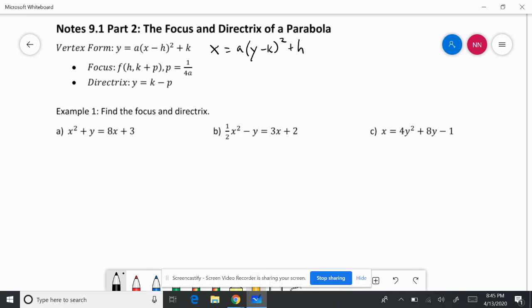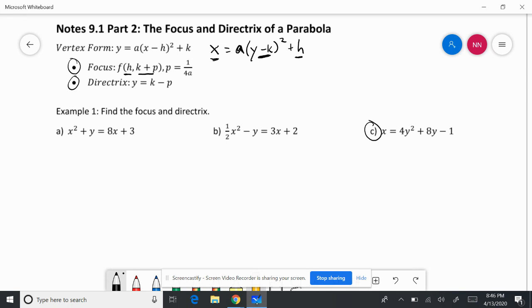This is going to cause us a little bit of a problem because we have to recognize that the k always goes with the y and the h always goes with the x. But we'll get to that when we get over to letter C. For example one, finding the focus and directrix is going to be similar to what we have in the notes. How we're going to find the focus is our h value and k plus p.